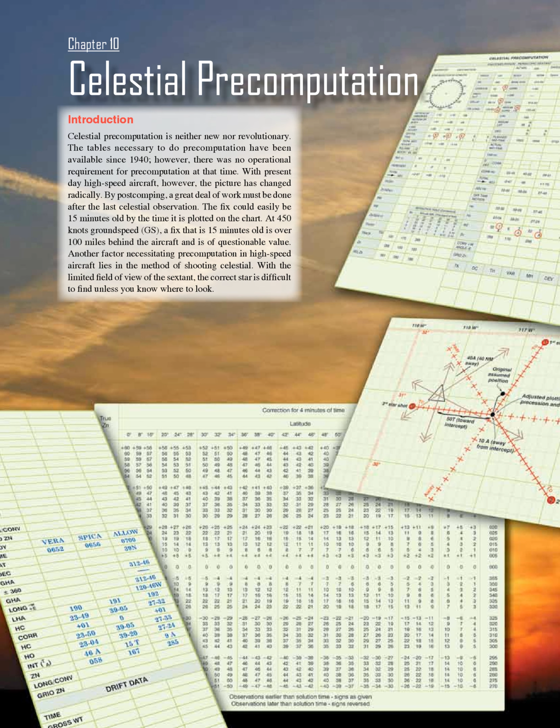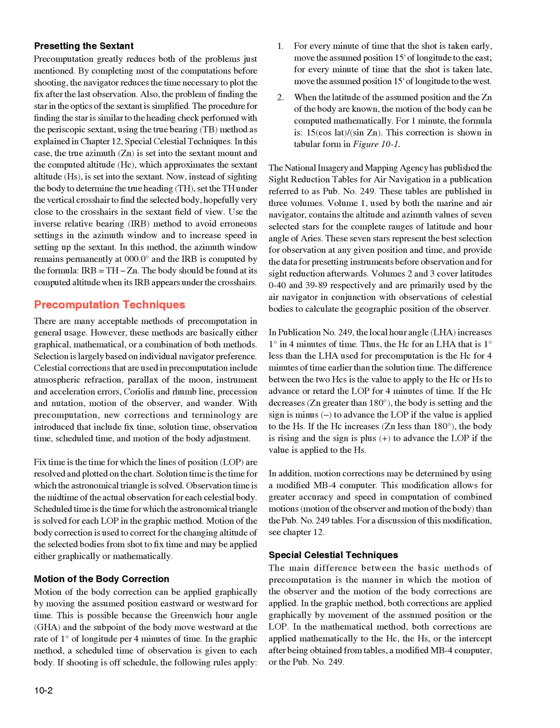Another factor necessitating precomputation in high-speed aircraft lies in the method of shooting celestial. With a limited field of view of the sextant, the correct star is difficult to find unless you know where to look. Presetting the sextant by precomputation greatly reduces both of the problems just mentioned. By completing most of the computations before shooting, the navigator reduces the time necessary to plot the fix after the last observation. Also, the problem of finding the star in the optics of the sextant is simplified.